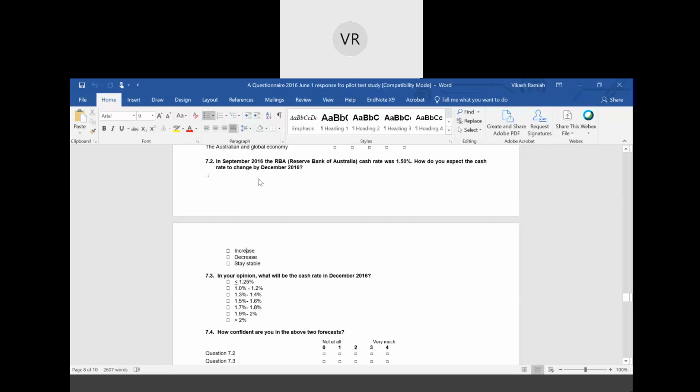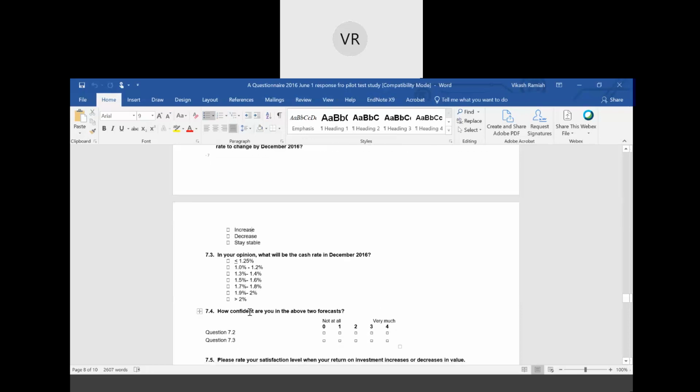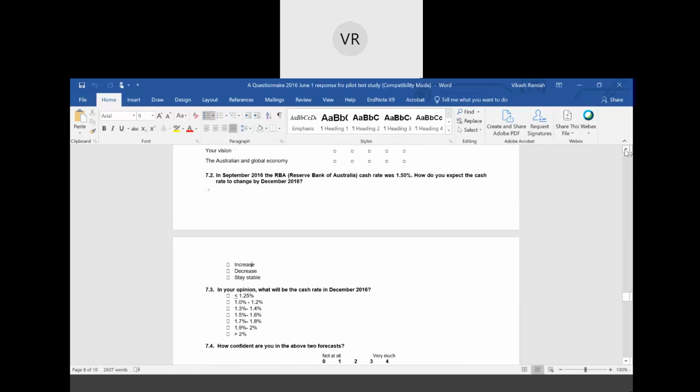So let's take 7.2. I asked them to predict something. And they predict it. They say increase. Now, I say, how confident are you in question 7.2? They say very confident. So I don't know the answer either. I've asked them to predict something. I don't know the answer. They don't know the answer. If he clicked increase and the actual outcome was decrease, and he said he was very confident, I will classify him as overconfident.